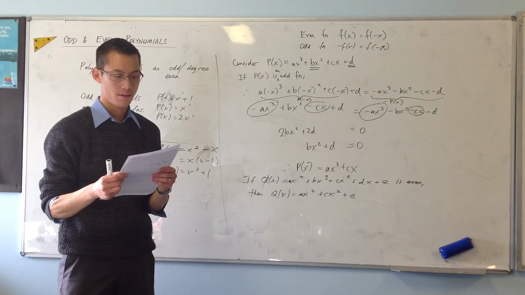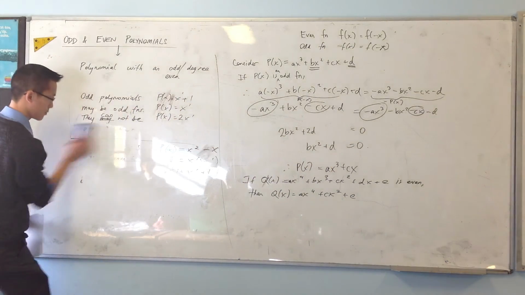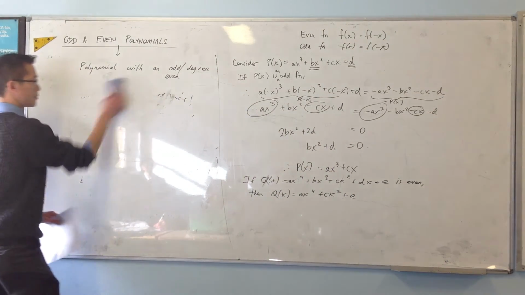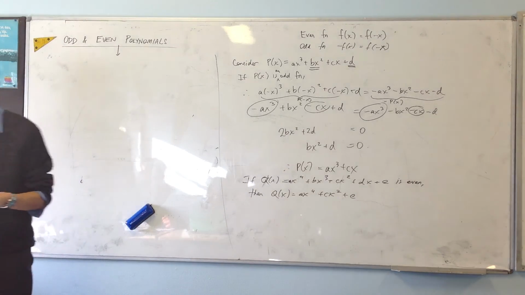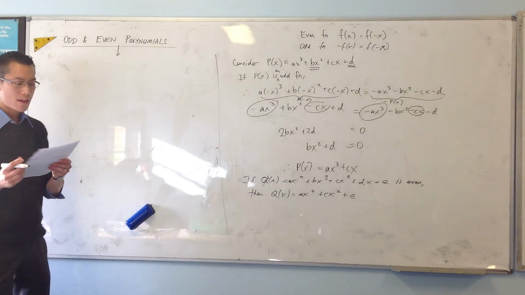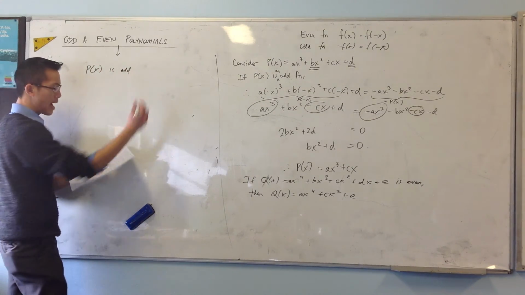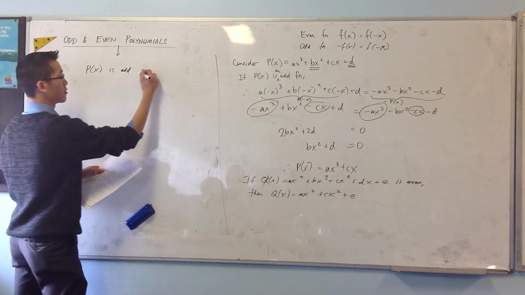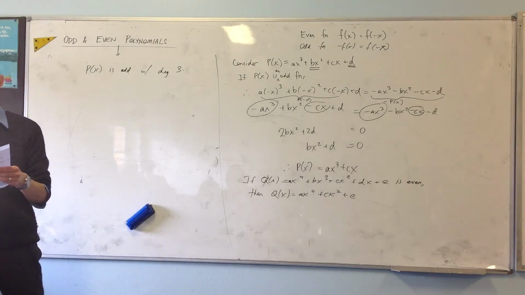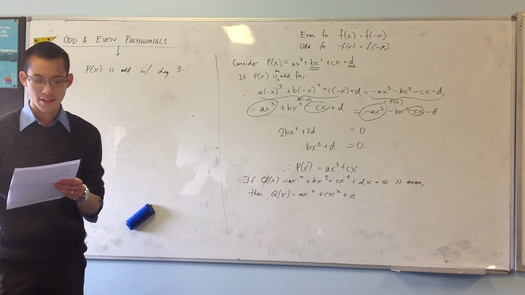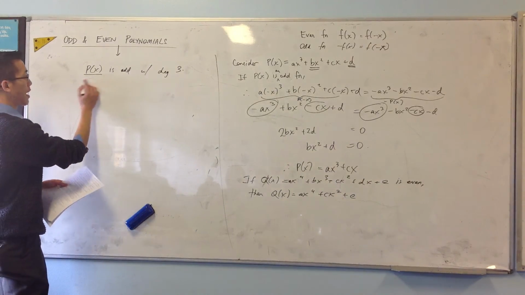question 12C, 12C. 12C says, P of x is an odd polynomial, and it has degree 3. And then it tells you some information about things that are factors and things that, when you divide them through, you get certain remainders. And you have to find what P is.